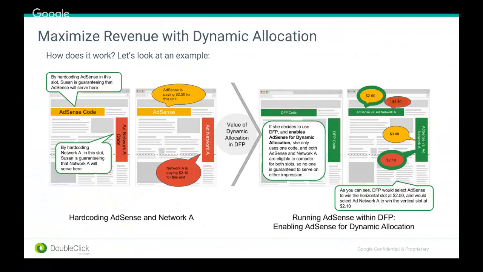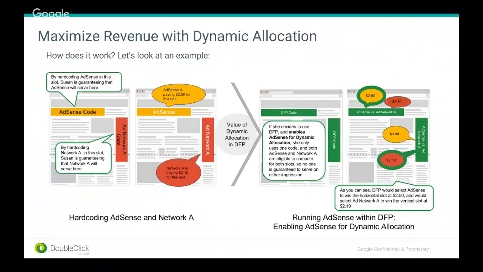So with dynamic allocation, Susan only needs to implement DFP ad code on her pages. She needs to enable dynamic allocation in her DFP interface, and AdSense will compete in real time with third-party networks, as shown on the image on the right. But it's important to note that those booked network rates, so the eCPMs, don't necessarily reflect real-time performance from a network, but rather an average from their historical performance.